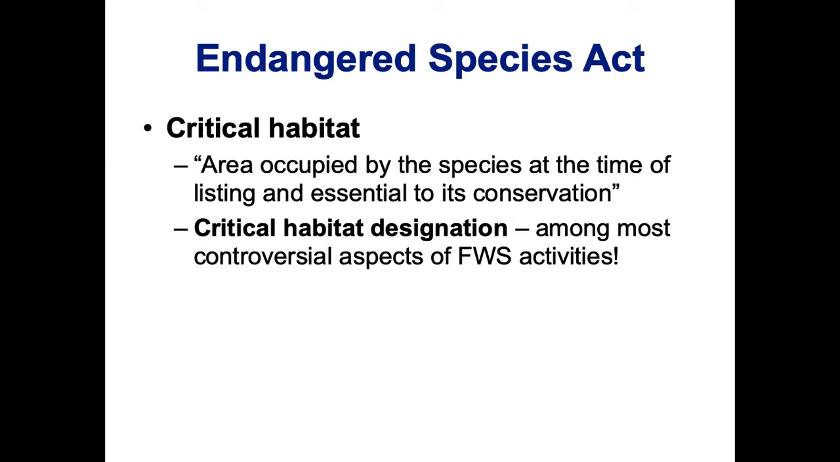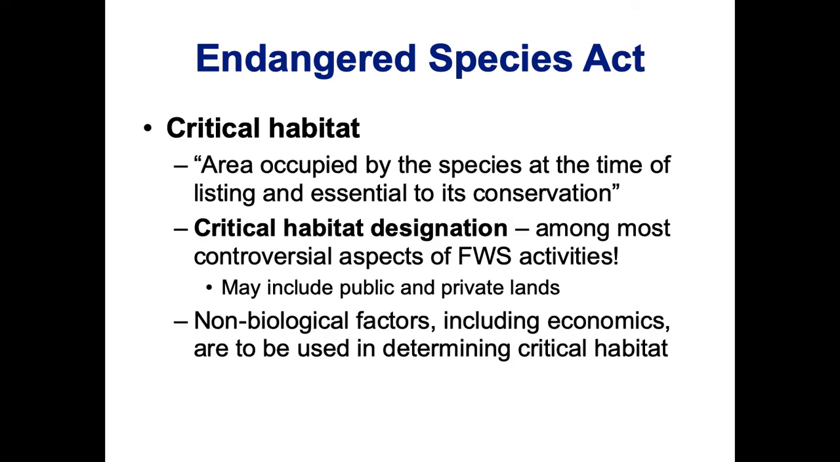And as I said, this is very controversial because it protects land. And this includes public and private land. And it may restrict what can be done on that land once it's designated. One thing that students I found are often surprised by is that this critical habitat does not come with any economic compensation. So if private lands are designated critical habitat, the owner may not be able to do everything they want to do on that land, but they're not compensated for it.